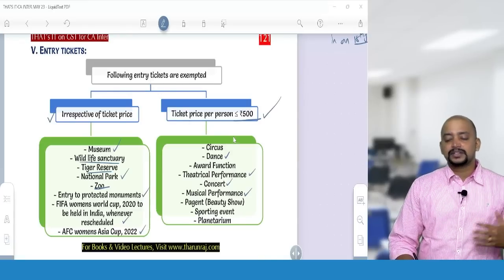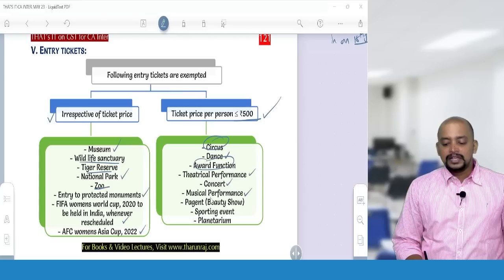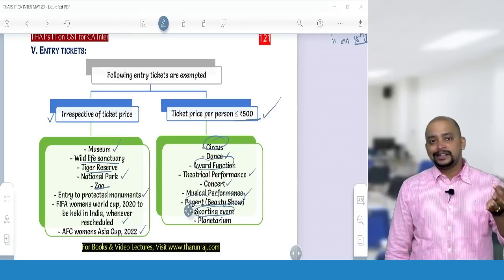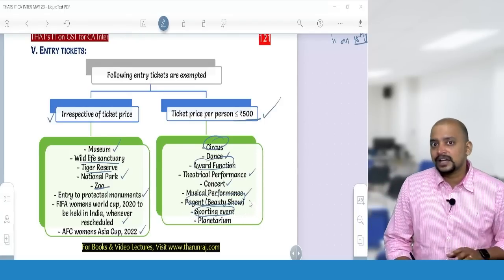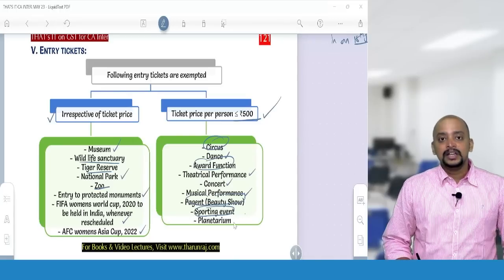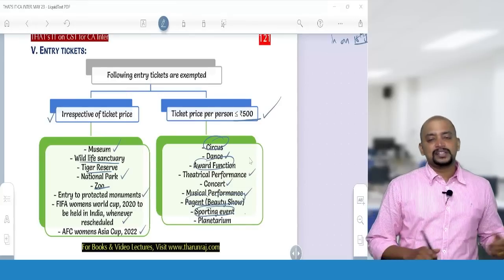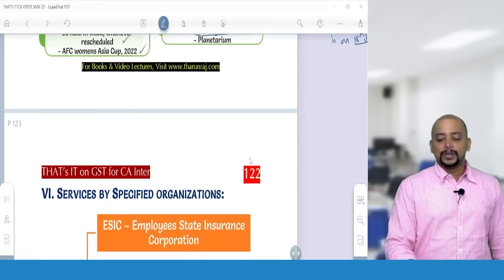Then events, 4 events: circus, award function, beauty show pageant and sporting event. Sporting event can be recognized or unrecognized, that is exempted. And planetarium. These 9 entry tickets are exempted if the ticket price does not exceed 500. What if the ticket price exceeds 500? Entirely it will be taxable.